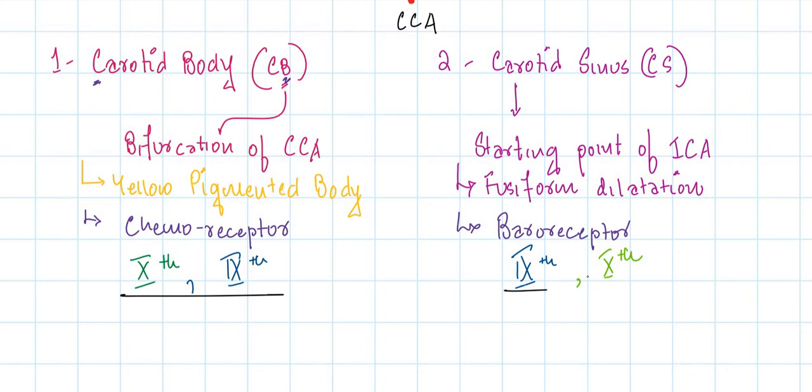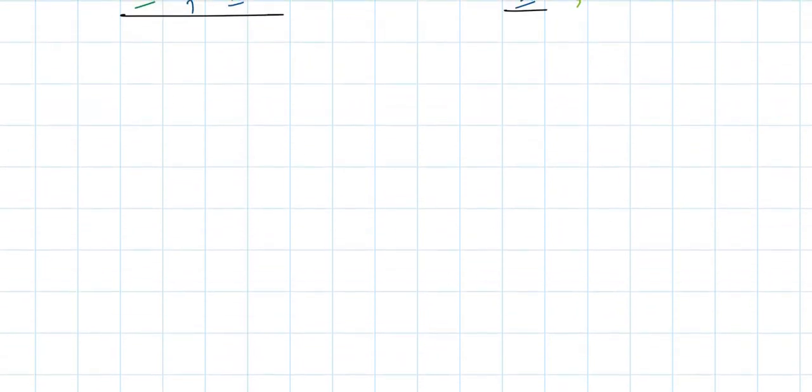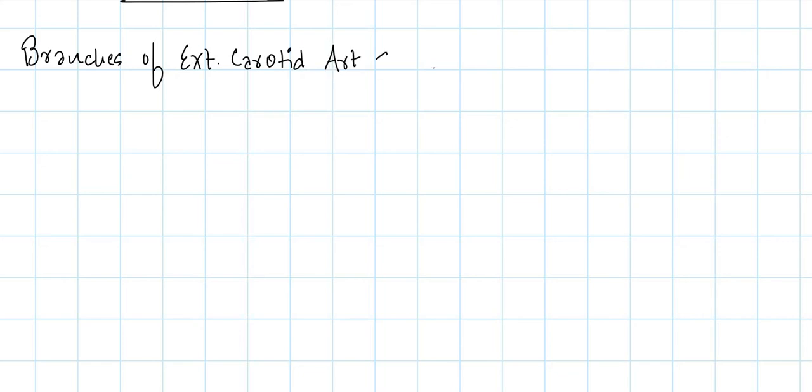Now we have talked about the carotid body and the carotid sinus. Now we will dive into the branches of the external carotid artery. There are actually a lot of branches.